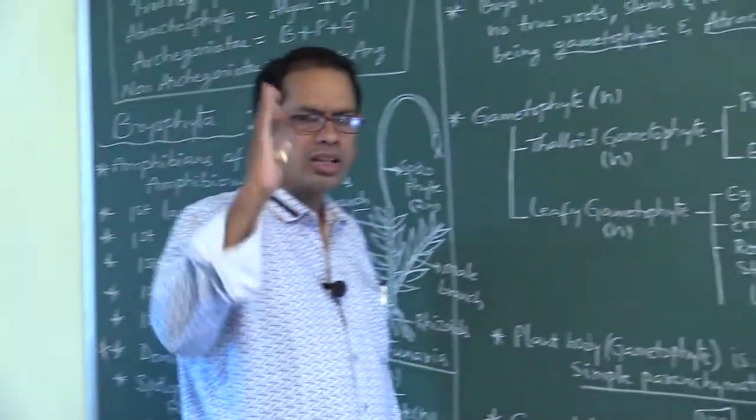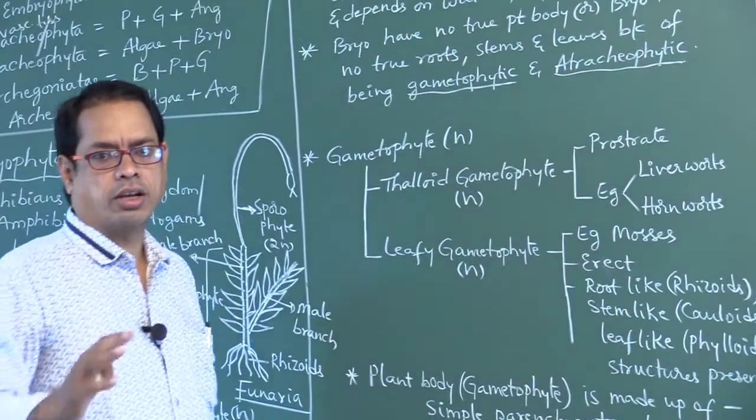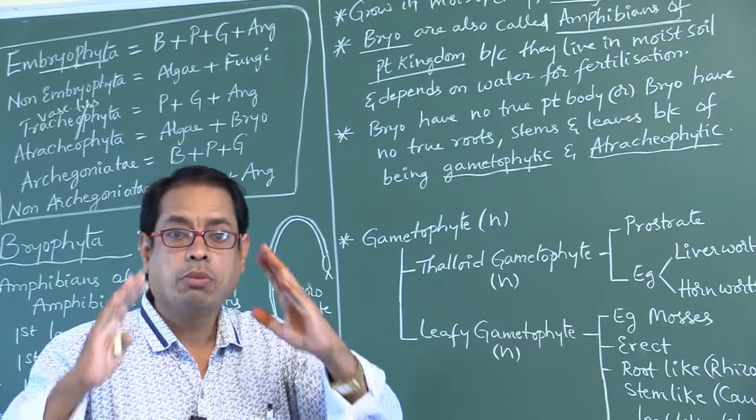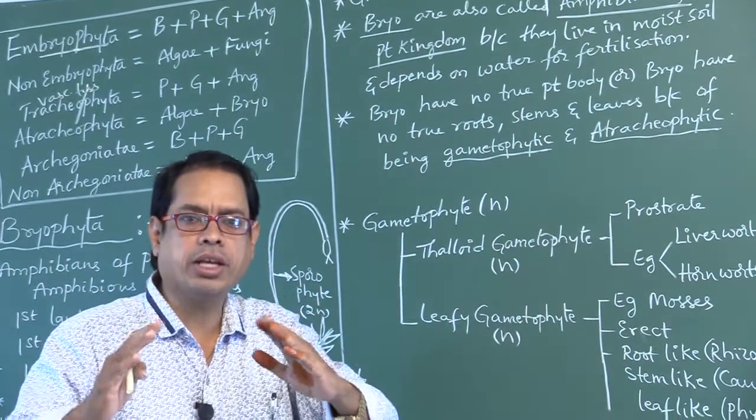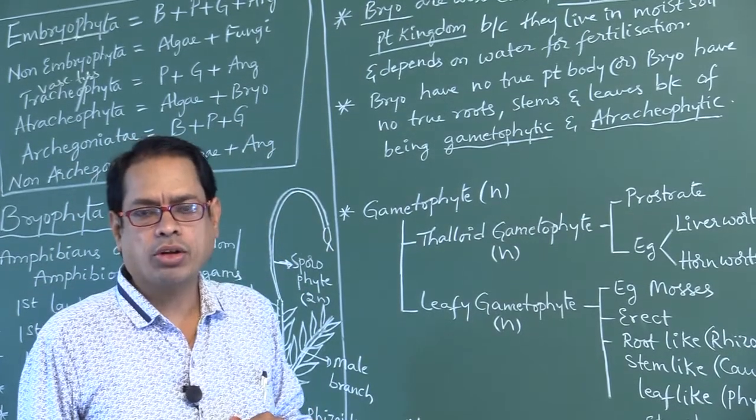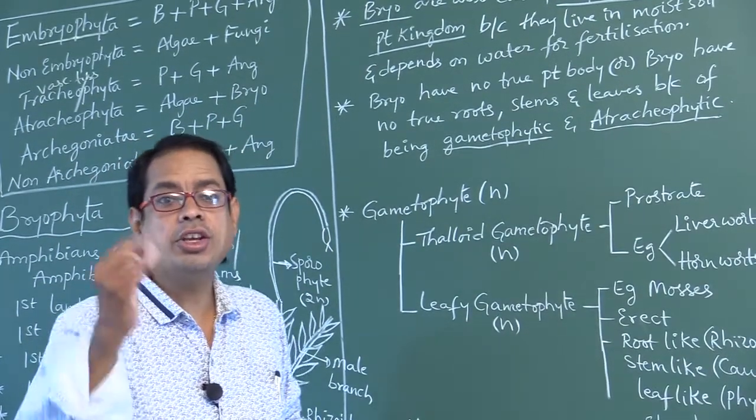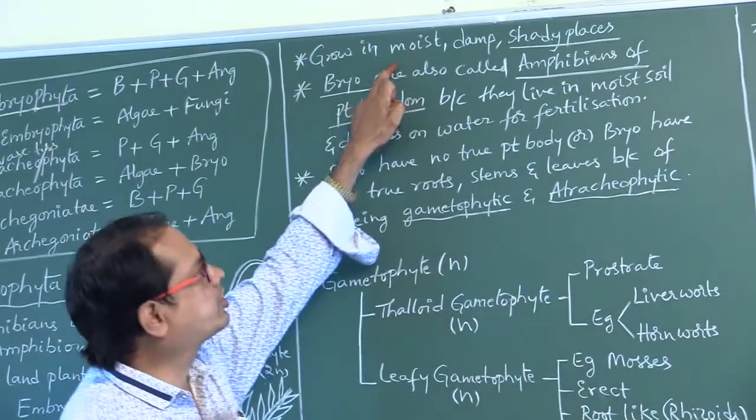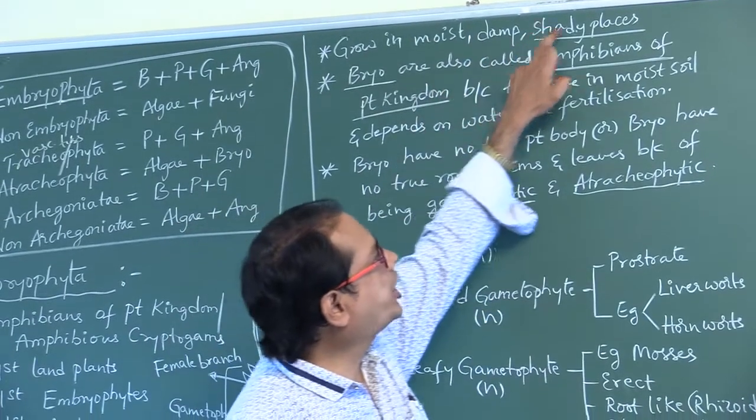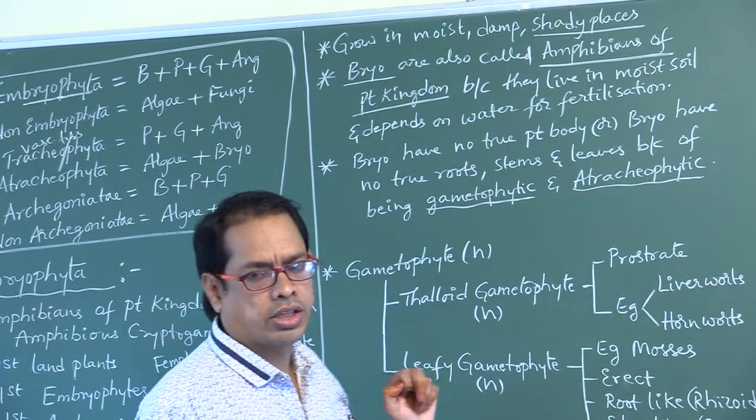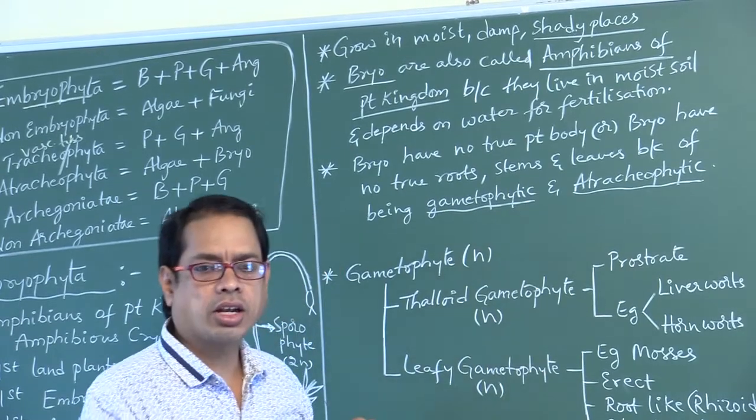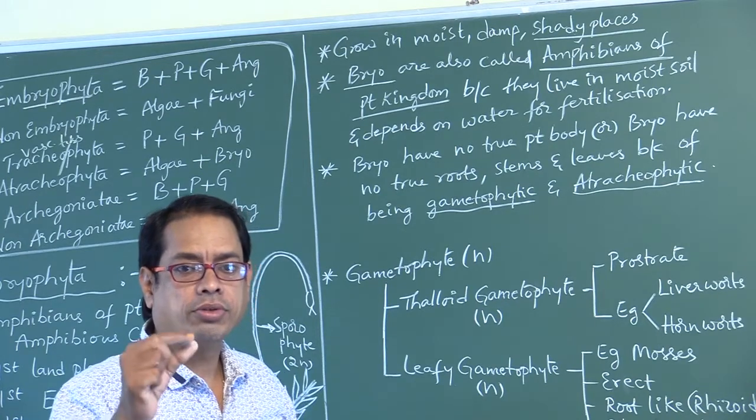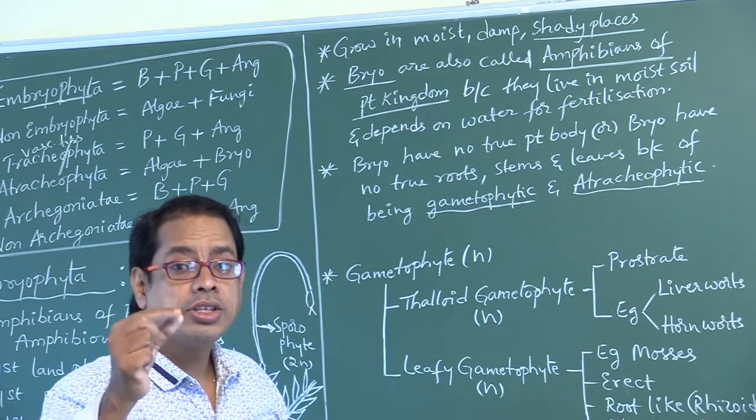Now, what are the general characters of Bryophyta? Where do these bryophytes grow? These bryophytes grow in moist soil, damp, shady places. The plants that grow in shady places are called sciophytes. So, these bryophytes grow in moist conditions, damp conditions and shady places. The plants that grow in shady places are called sciophytes. So, bryophytes are examples of sciophytes.